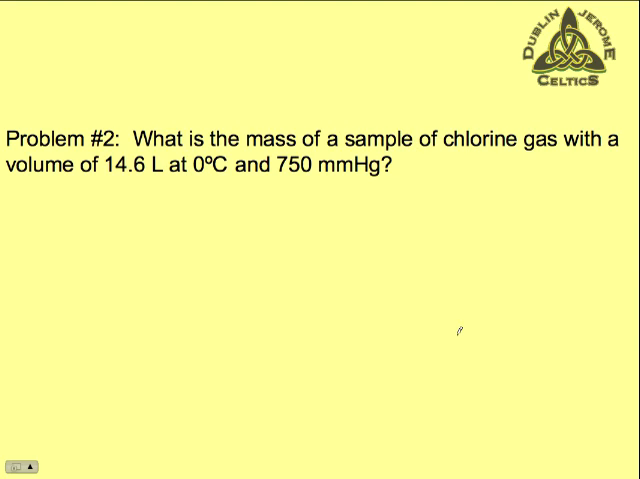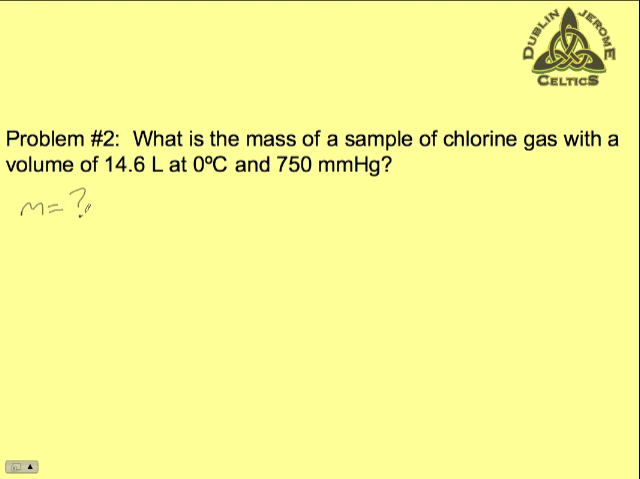Let's try another sample problem. They get a little harder, so I want to show you one more example. What is the mass of a sample of chlorine gas with a volume of 14.6 liters, 0 degrees Celsius, and 760 millimeters of mercury? Let's write down our variables. Mass is unknown, so let's put that there.